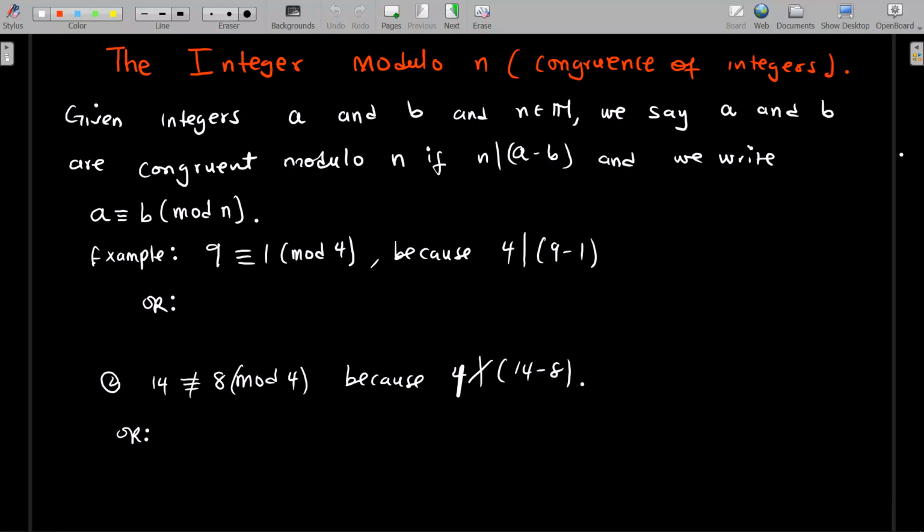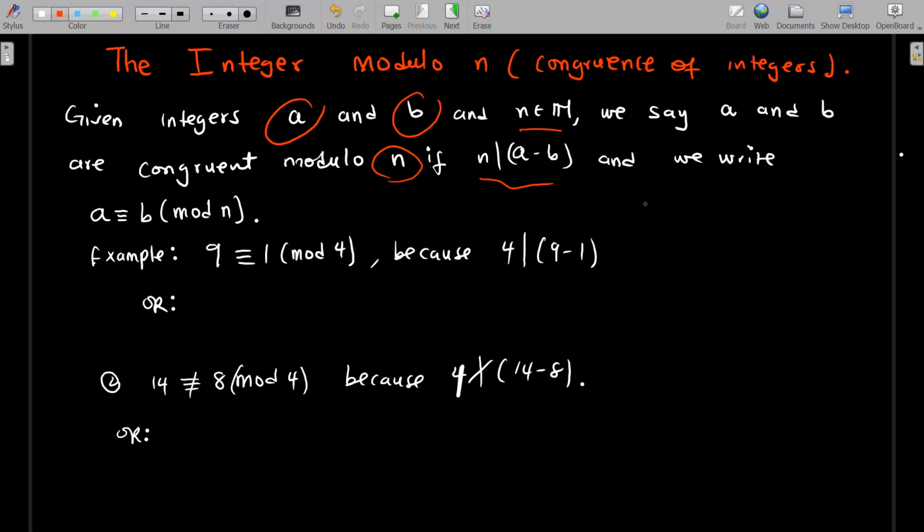Hello, welcome to this lesson of our study of mathematical proof, and that's what we call the integers modulo n, or congruence of integers. Now, given integers a and b and a natural number n, we say a and b are congruent modulo n if n divides a minus b. I normally use this in my mathematical proofs.